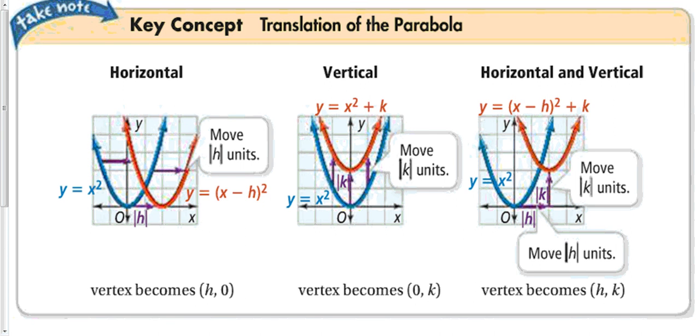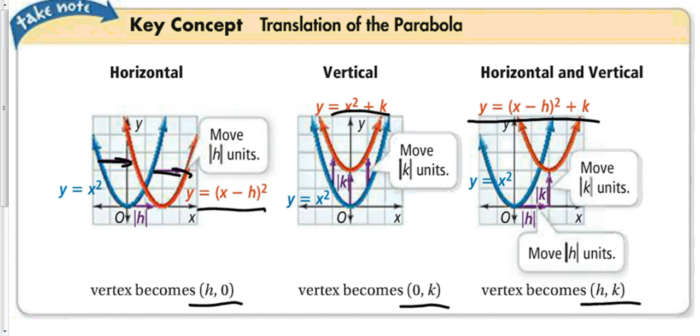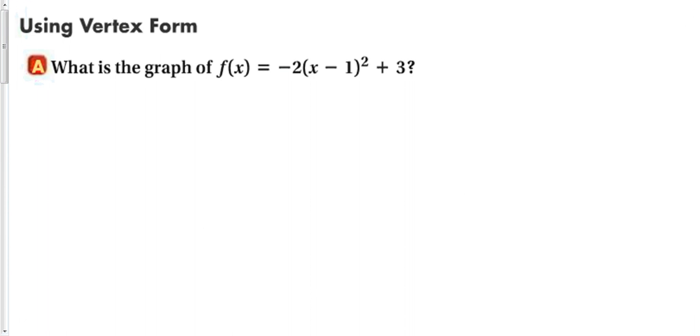And here are some pictures to go with it. At the horizontal translation, we can see that we shift the graph h units, and it is a minus h. A plus k shifts the graph up, and here's both of them together. And my vertex changes as I move up, down, or left, right. So with this, I can figure out the graph just based on vertex form.